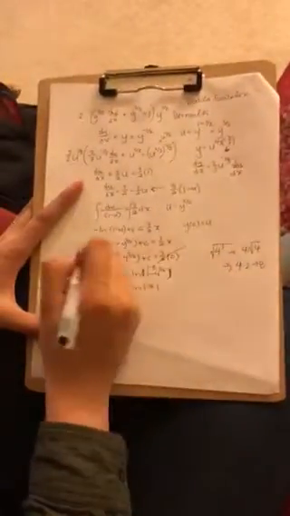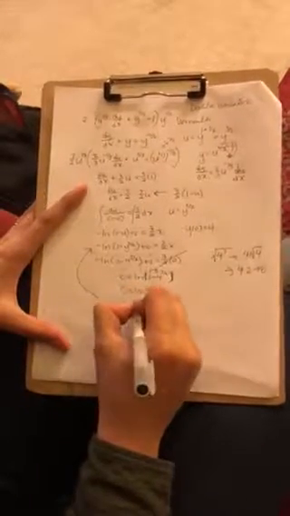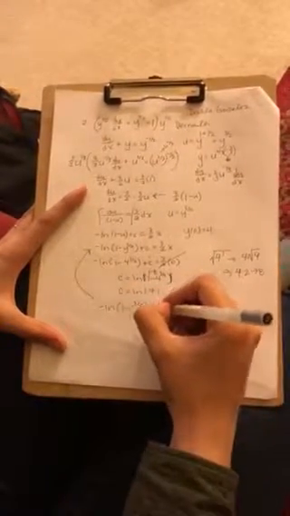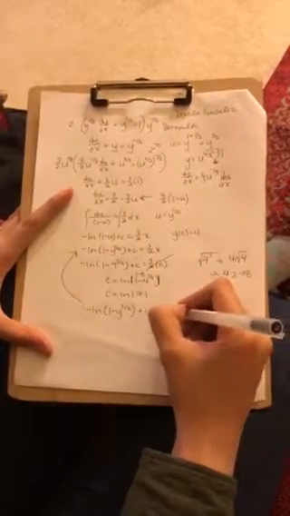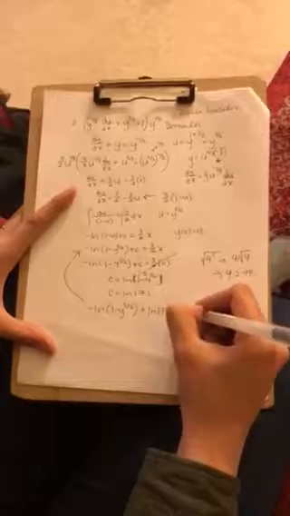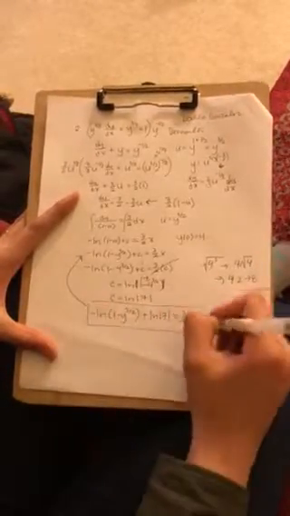So now we want to plug back into this one. Negative natural log of 1 minus y to the 3/2 plus natural log of 7 is equal to 3/2 x. And this is the solution to our differential equation.